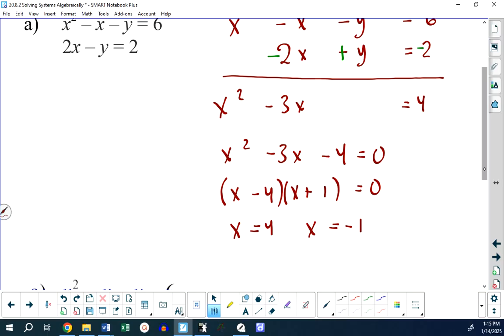To find out the other value, remember that our solutions will be an ordered pair. So how do we determine the y value? Well, one of our solutions has an x-coordinate of 4. One of our solutions has an x-coordinate of negative 1. To find the y-coordinate, put those x coordinates one at a time into any equation that has x and y in it.